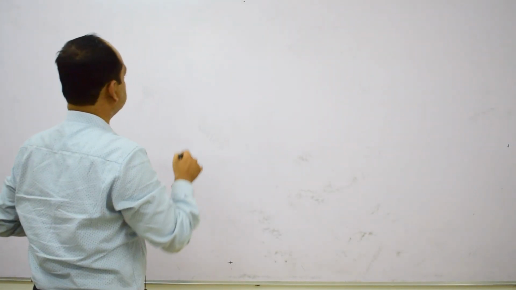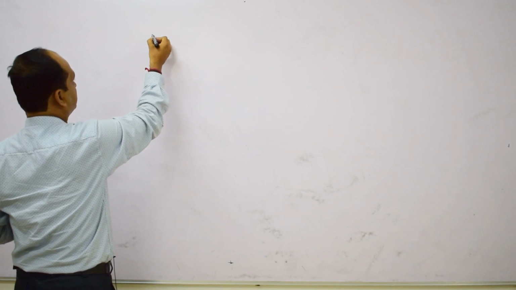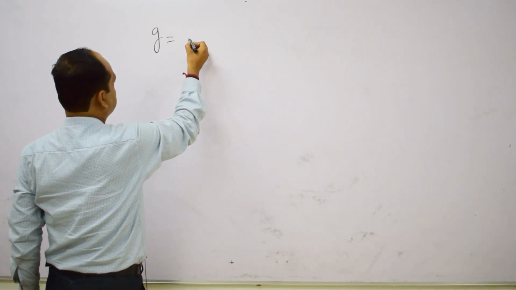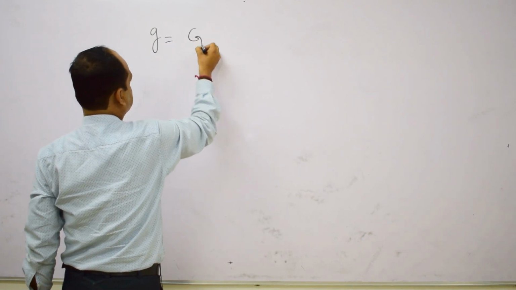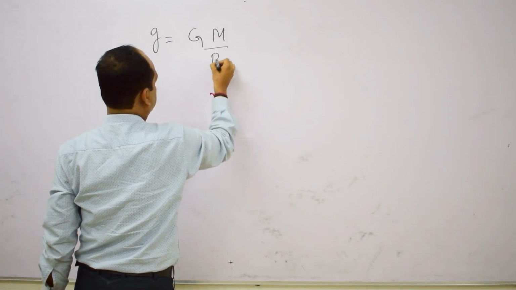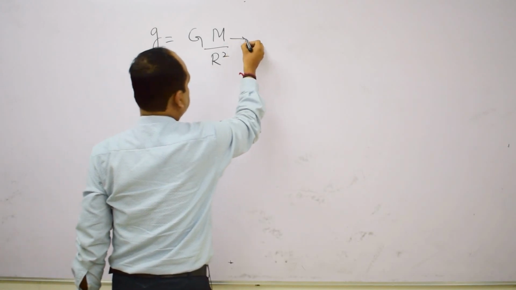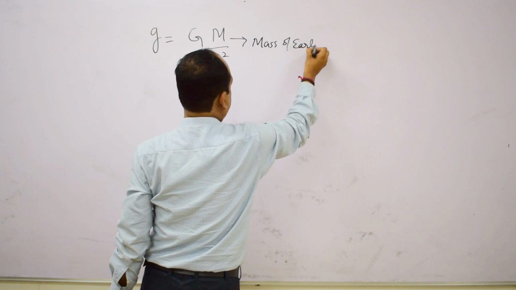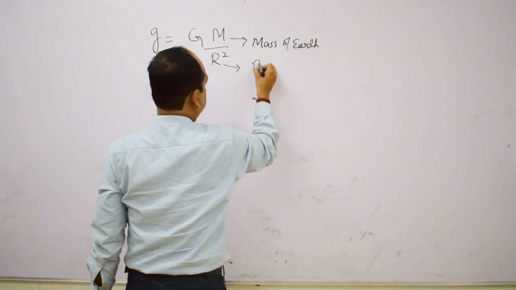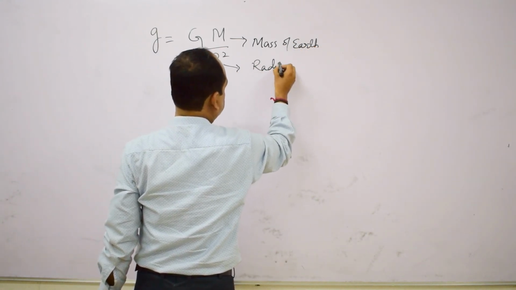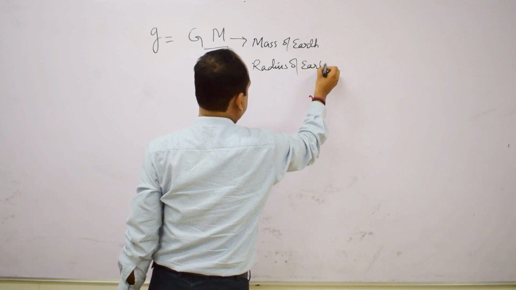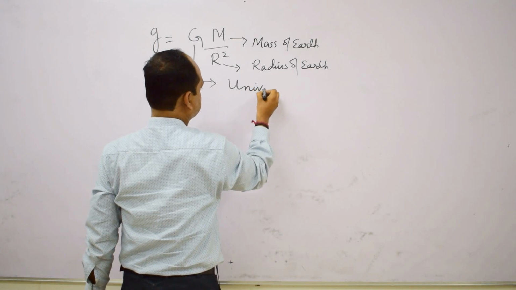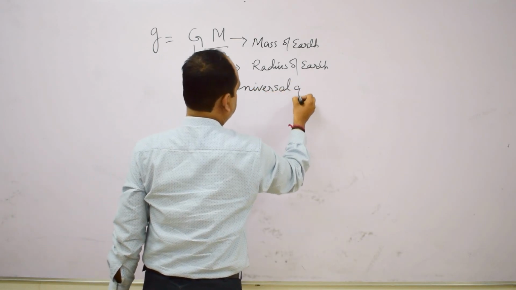In earlier segments, we have discussed the variation of small g with the shape of earth, since we have the formula g = GM/R², where M is the mass of earth, R is the radius of earth, and capital G is the universal gravitational constant.